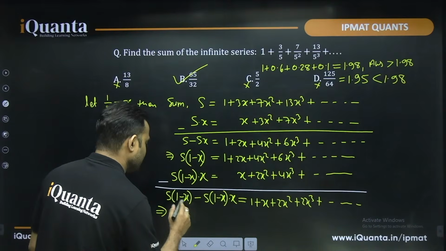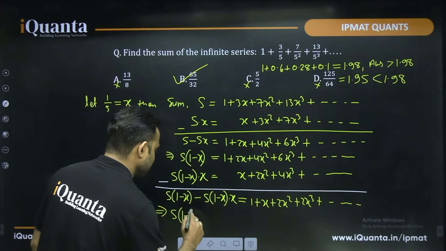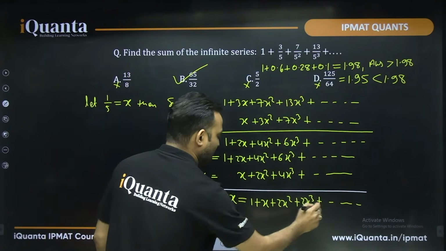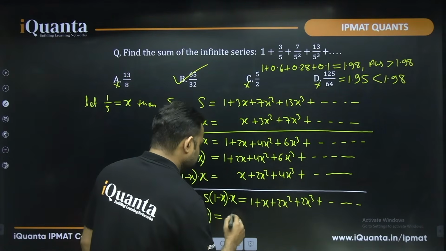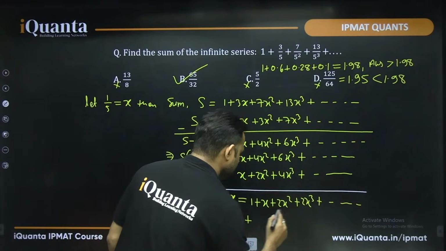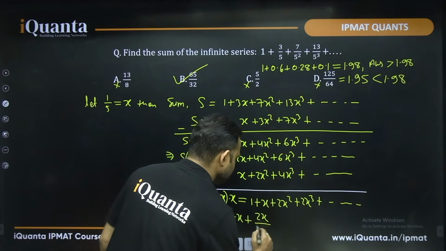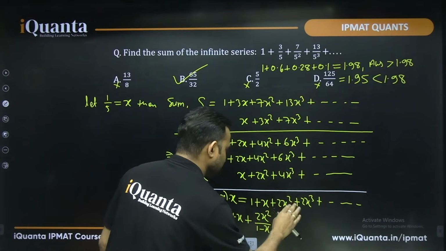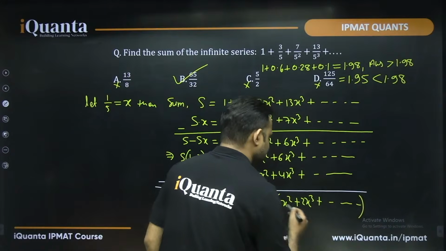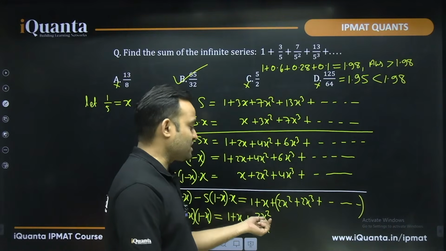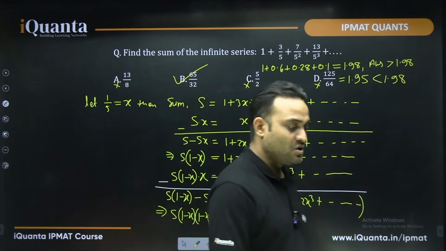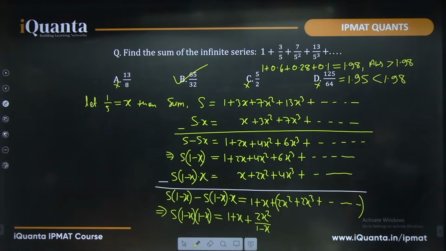Now if I take x(1 − x), this will become 1 − x is equal to... now what will happen here? 1 plus x, and from here onwards, the first term is 2x², so the total sum will be 2x² divided by 1 − x, right? This sum will be: the first term is 2x², the common ratio is x, so 2x² upon 1 − x.